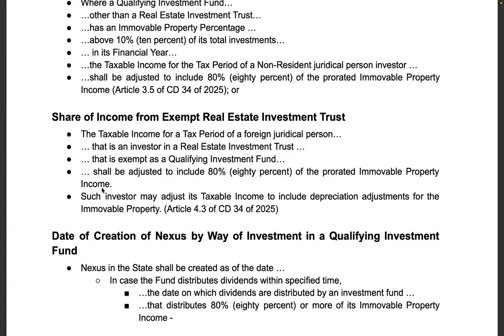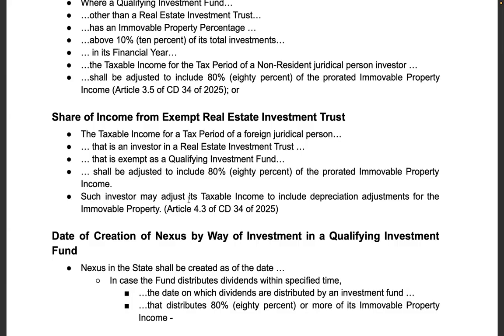Now that's a very interesting angle. The taxable income of a foreign juridical person that is an investor in a real estate investment trust, which is already exempt as a qualifying investment fund. So it's a tax transparent entity basically. The entity is exempt, so the income is taxable in the hands of the investor. Again, it shall be adjusted to include 80% of the immovable property income. Effectively, a similar repetition. Such investor, so there is a 20% relief provided for the immovable property income. It will not be included. It will not be taxed.